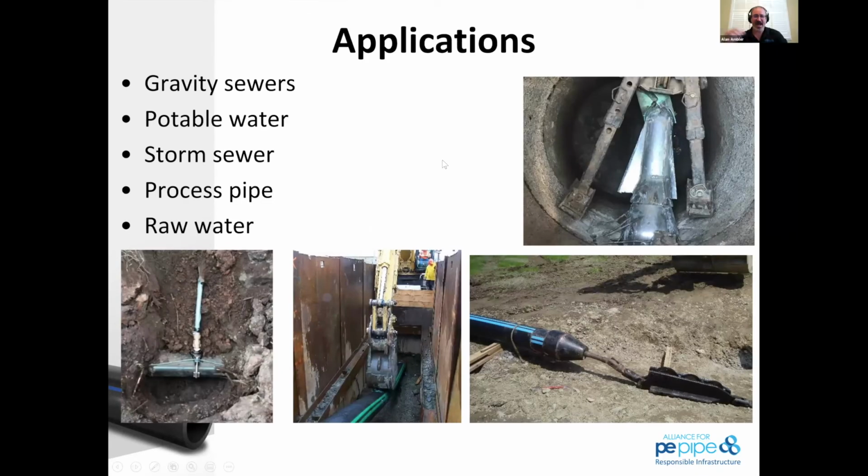So here's some of the applications. You can do it for gravity sewers, potable water, storm sewer, process pipe, and raw water. Again, gravity sewer and pneumatic pipe bursting make up the lion's share of the majority of pipe bursting operations. Static pipe bursting is the primary one that's used for potable water applications, as you don't have an air hose traipsed inside of that replacement pipe as we go through it.